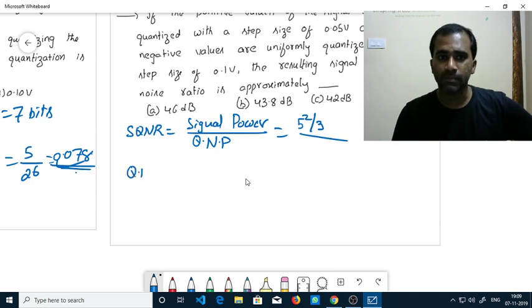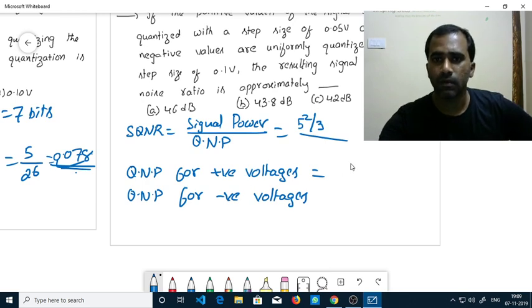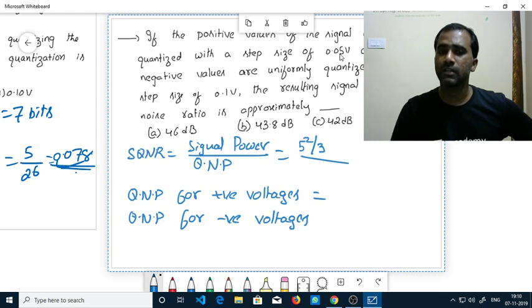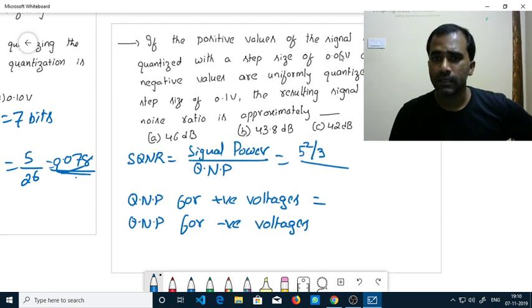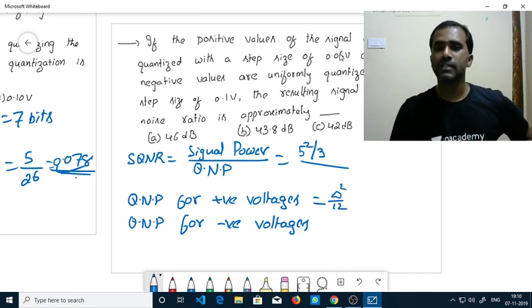So how about the quantization noise power for positive voltages? Because they are taking a different step size for positive voltages and a different step size for negative voltages, let us calculate the quantization noise power for positive voltages and negative voltages differently. For positive voltages, the step size is taken as 0.05. So what is the formula for quantization noise power? Can we take del square by 12? Yes, definitely we can, because the message has a uniform PDF. So obviously the quantization error also will have a uniform PDF.